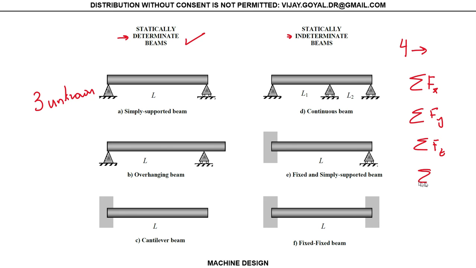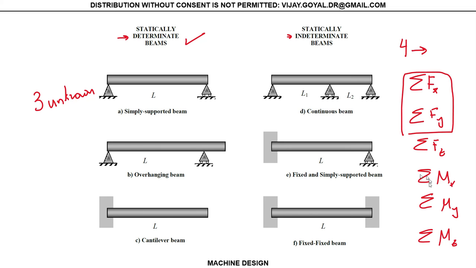We can have a summation of moments in x, summation of moments in y, summation of moments in z. And if I'm working in 2 dimensions, I can only use any 2 of these. Okay? Those are the moments I can use. If I'm working only in 2 dimensions, I can use only 3 equations. I cannot use 4.